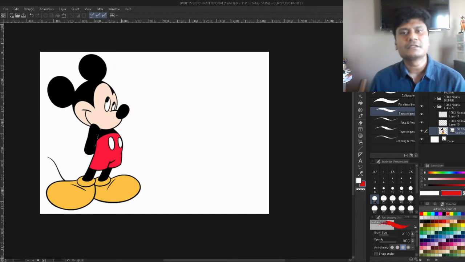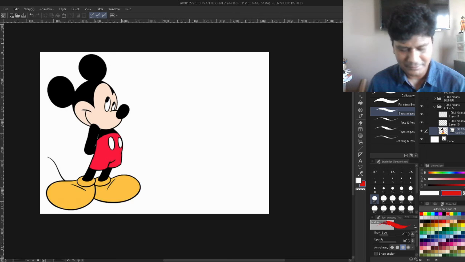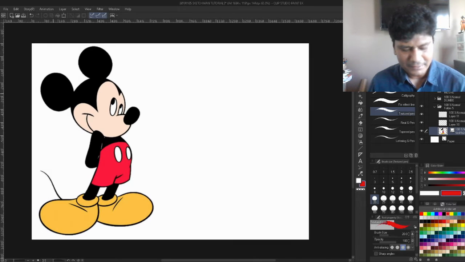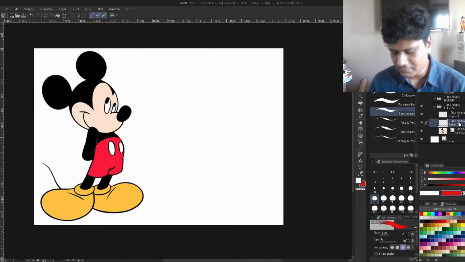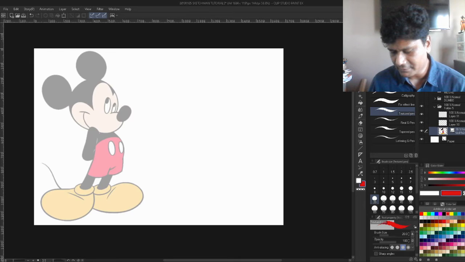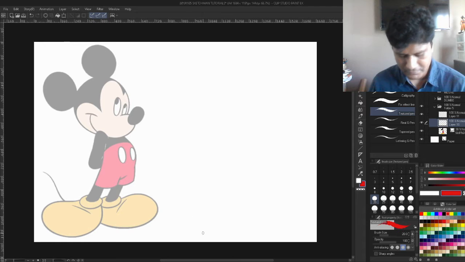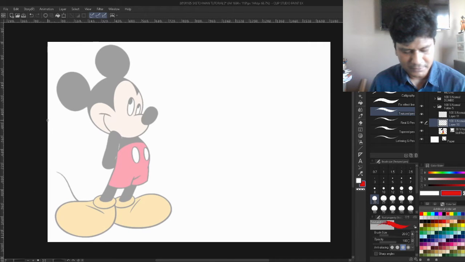For Disney Month today, we're going to draw Mickey Mouse, of course, the most famous character in the world, right? I mean, after Superman. So yeah, as usual, we're going to break down the picture that we are going to draw into simple shapes that we will use as basis for our drawing.